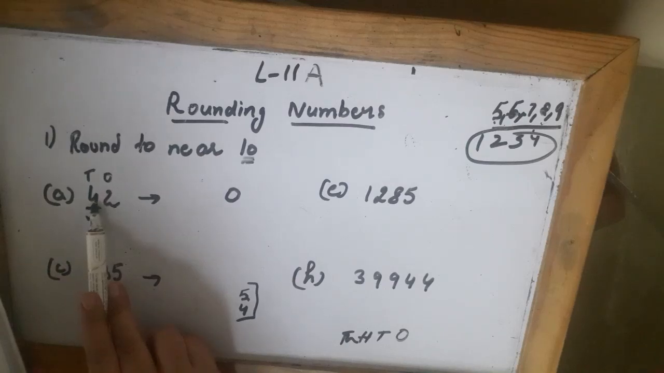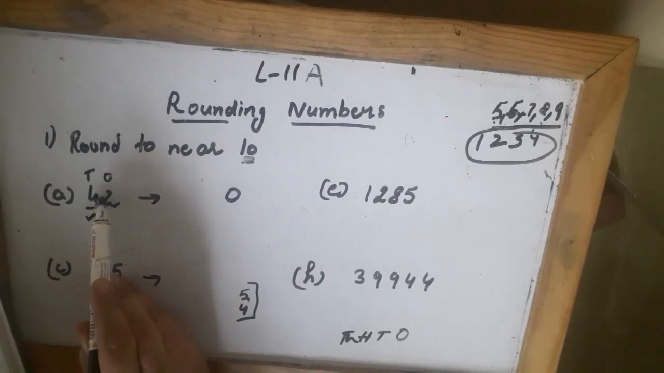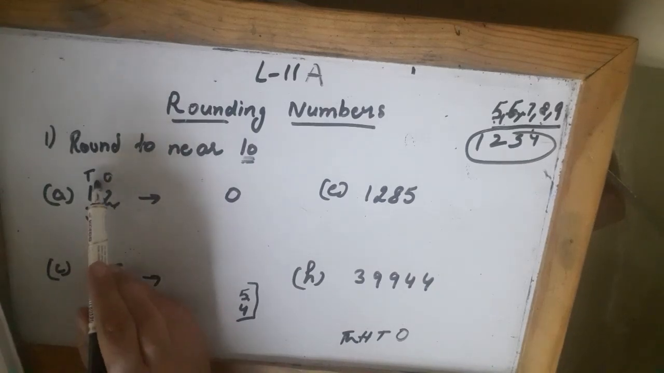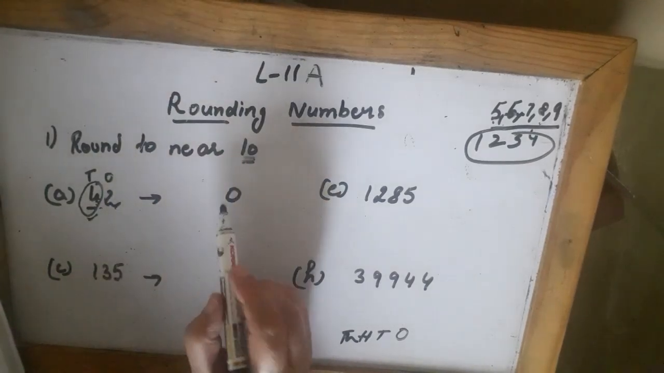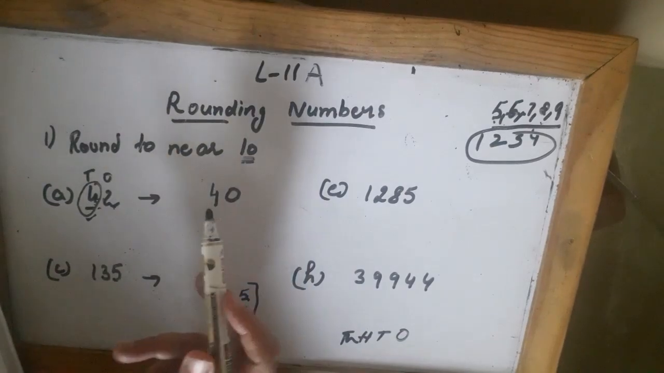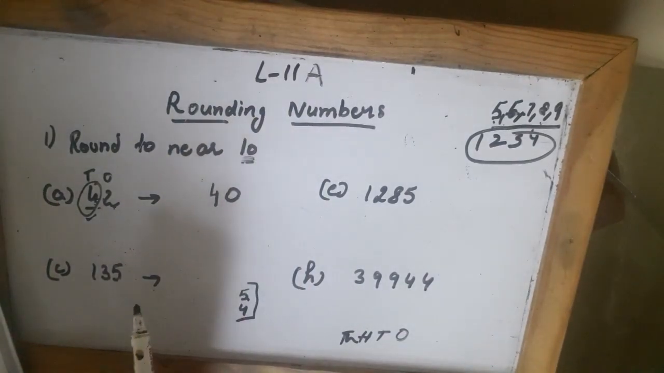So let's see, if I look to the right of 4, it is 2. And 2 is less than 5. So what it means is that 4 will remain 4 only. It will not change to the next digit.